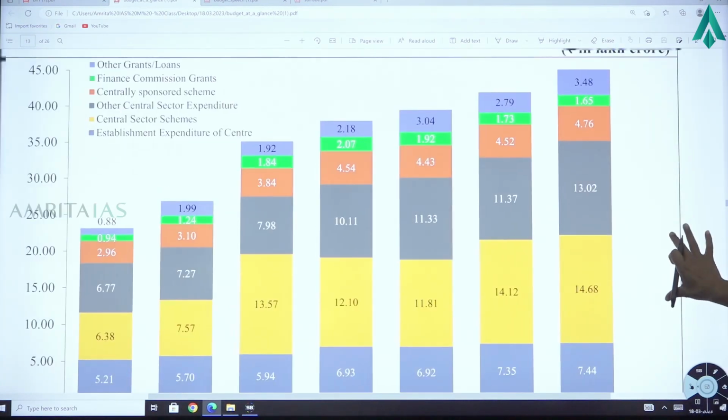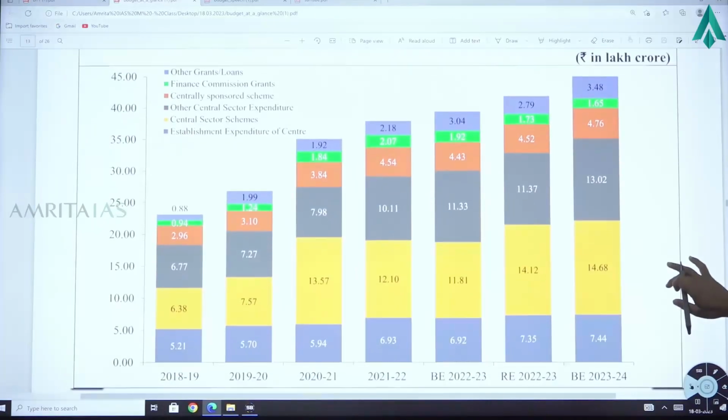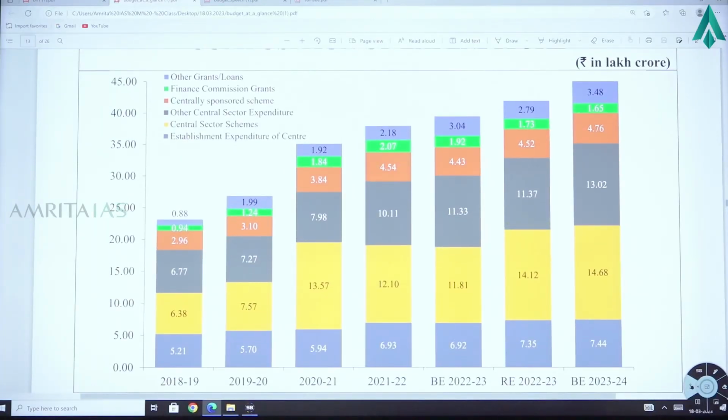See, of the total central expenditure, which one is taking the highest? 14.68. Central sector schemes. Next. Other central sector, that means interest. Next. Established expenditure. Okay. You can analyze, no?